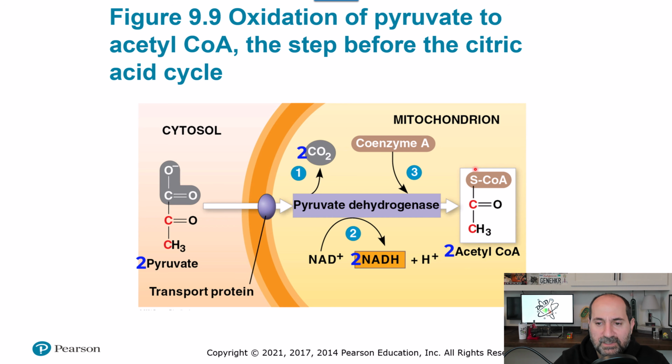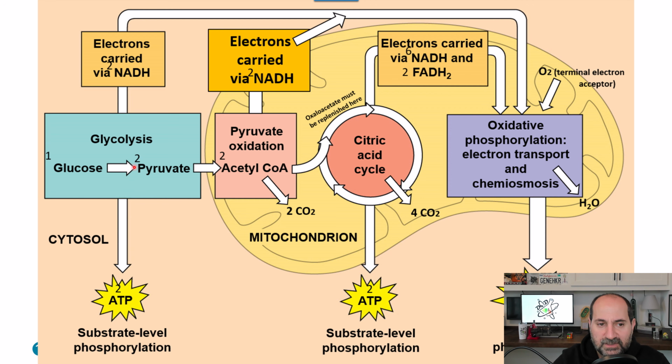2 acetyl-CoA are formed. So let's go back to our overview and see if this checks out. Looks like it checks out. 2 pyruvate enter the mitochondrion where 2 NADH are formed, 2 acetyl-CoA are formed, and 2 CO2 are formed. Next, the 2 acetyl-CoA we are left with head to the citric acid cycle. So let's go take a look at that.